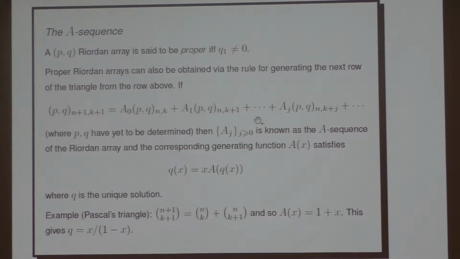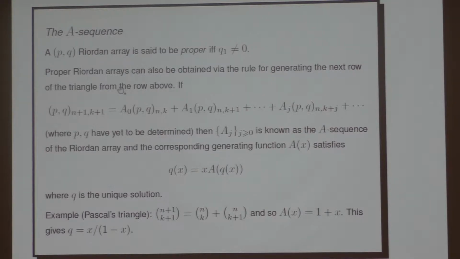So we've looked at defining the Riordan array in one way, which is as a geometric series of generating functions. There's actually another equivalent way of defining them. And at this point we'll answer Eric's question. Generally, the most useful type of Riordan array is the one where q_1 is not 0, and it's given a special name. It's called a proper Riordan array in that case.